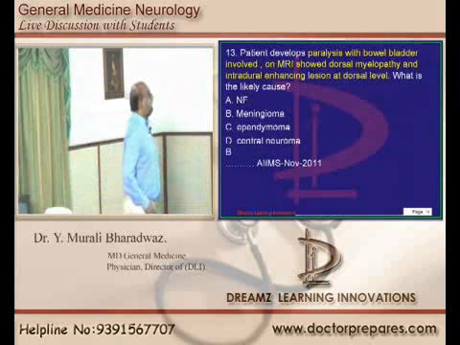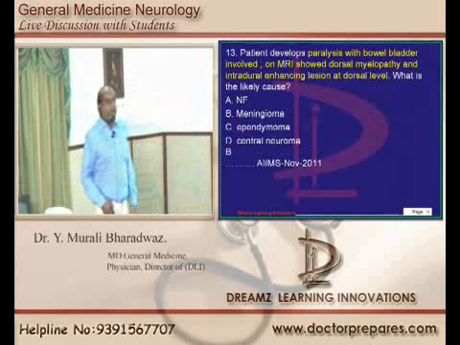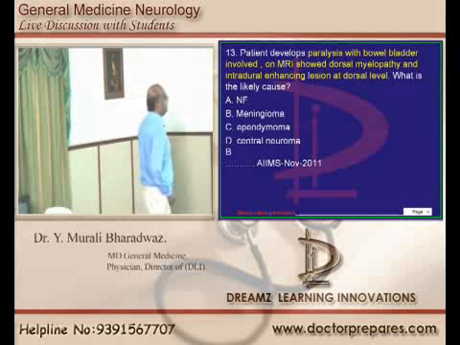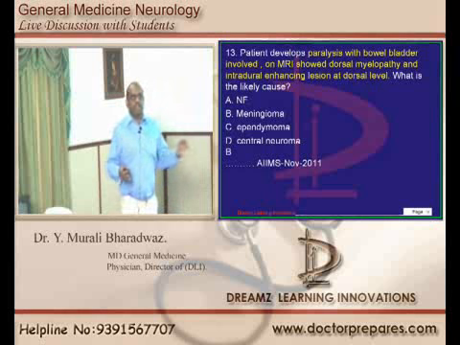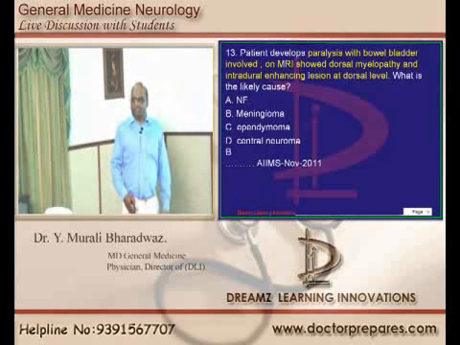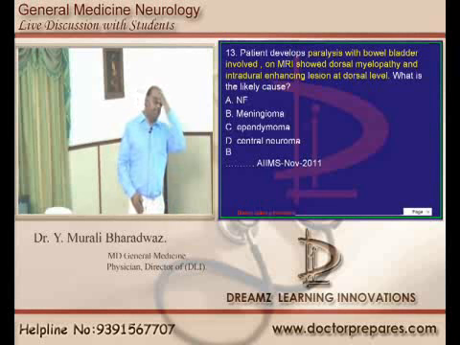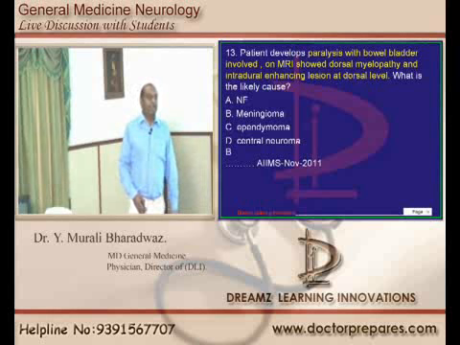The patient develops paralysis of the bowel and bladder, and on MRI there is a dorsal myelopathy with an intradural enhancing lesion at the dorsal level. Always dorsal, what do you mean by dorsal? Thoracic cord is called dorsal cord. Already there is a confusion about ventral and dorsal. On the top there is a dorsal cord.